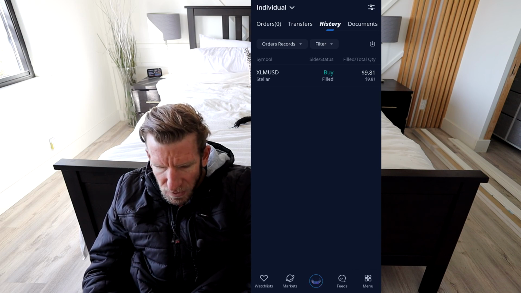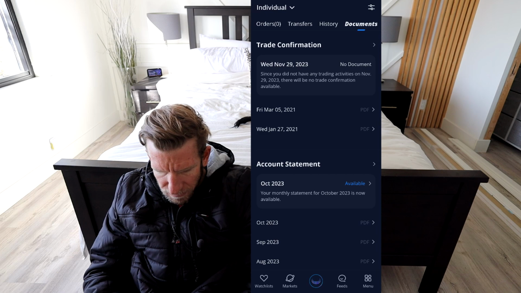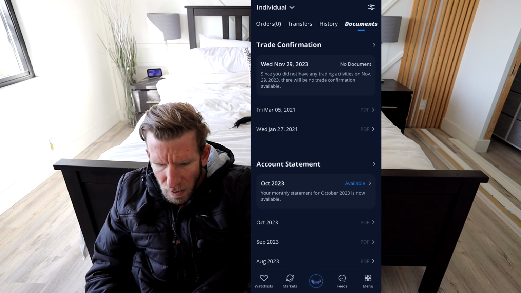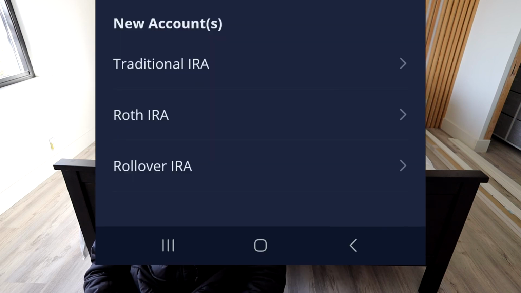I had $10 worth of Stellar, Webull Pay, if you are looking for crypto. Documents, these are your monthly statements, etc. Now hitting the individual tab on the top left there, you'll see new accounts, traditional IRA, Roth IRA, rollover IRA, and they're giving you really big promotions for that as well, if that's something that interests you. So you can do that with Webull.